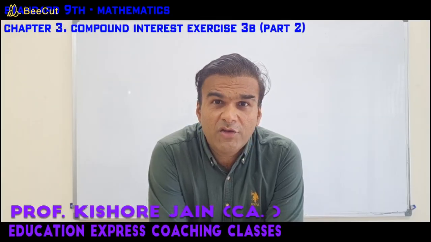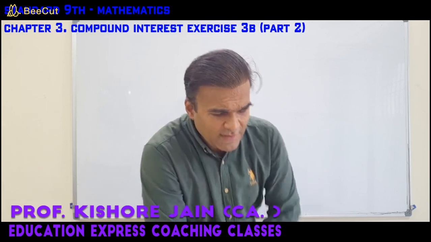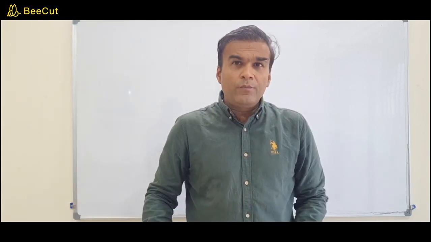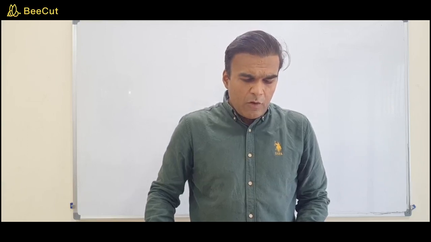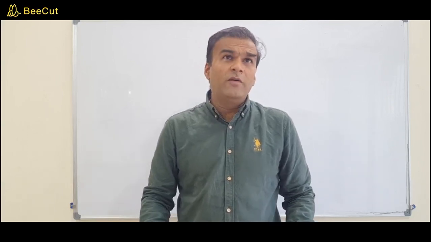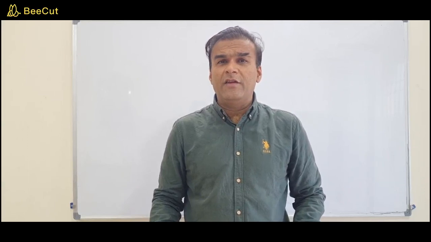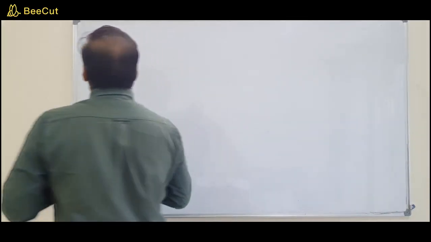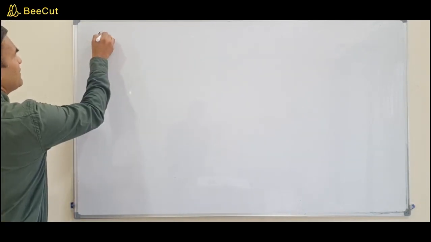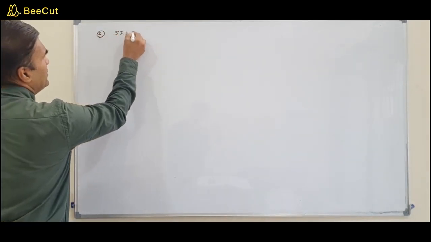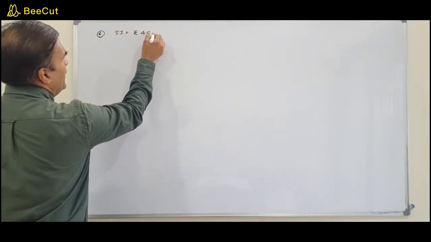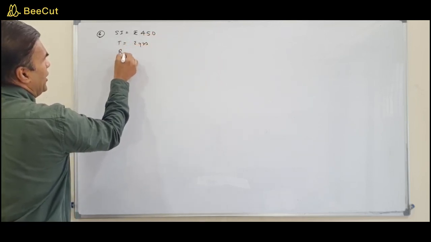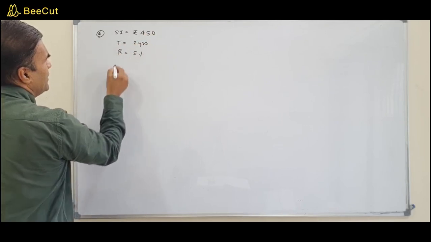Let's begin with question number 6. The question says the simple interest on a sum of money for 2 years at 4% is 450. So they have given us simple interest. Simple interest is rupees 450, time period 2 years, rate of interest 4%.